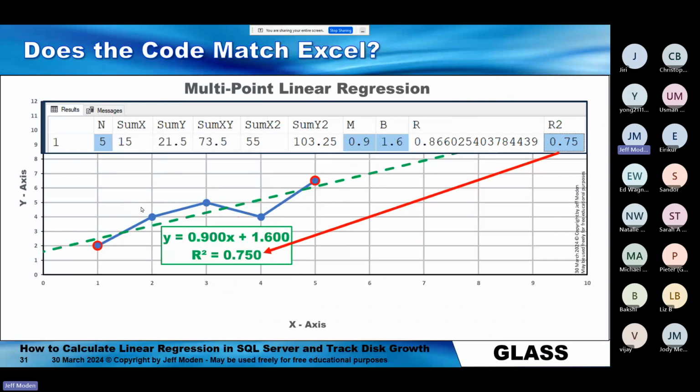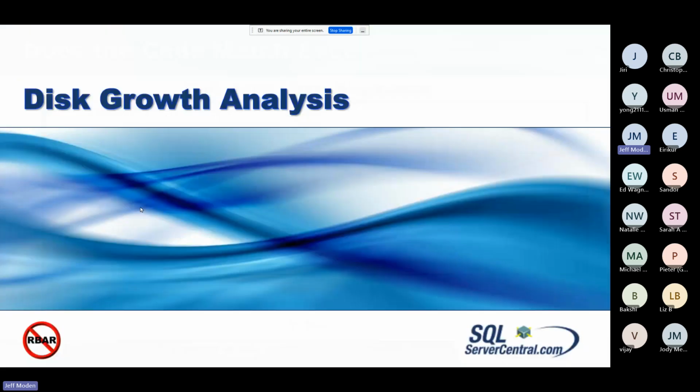Whether or not Excel is calculating it correctly is sometimes questioned, but most people agree that, yeah, that's the proper way to do linear regression.